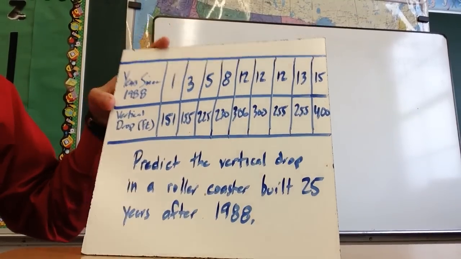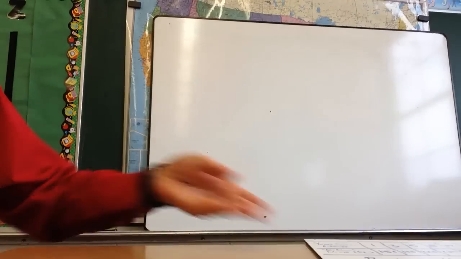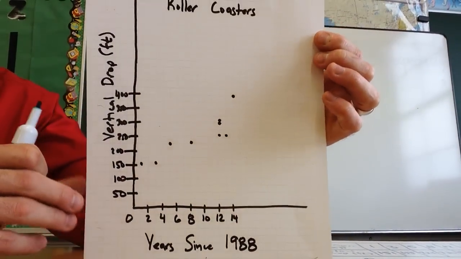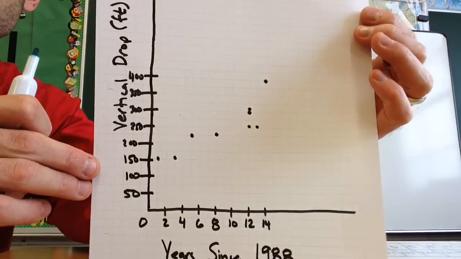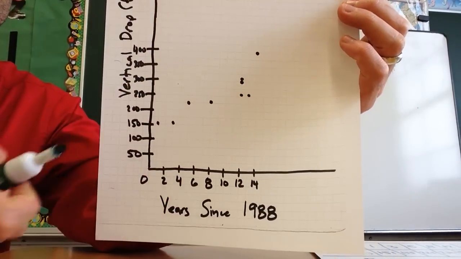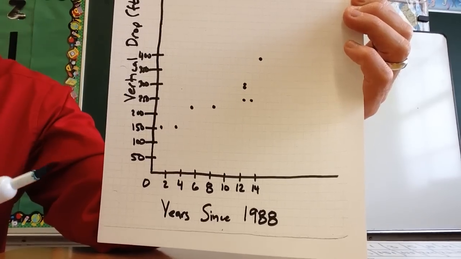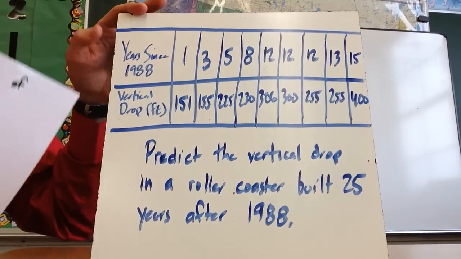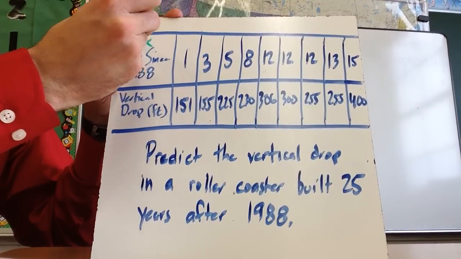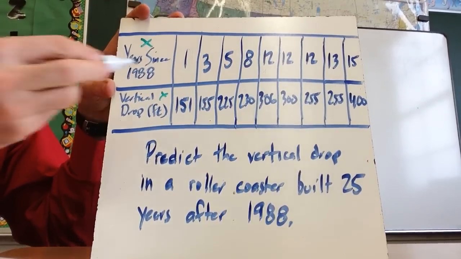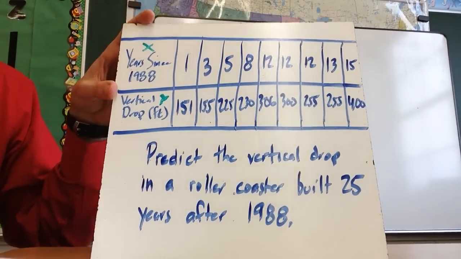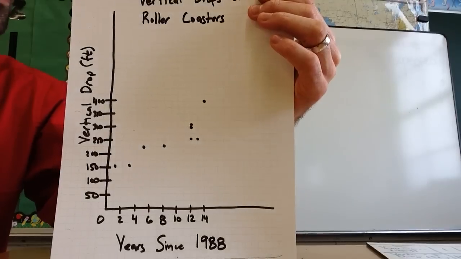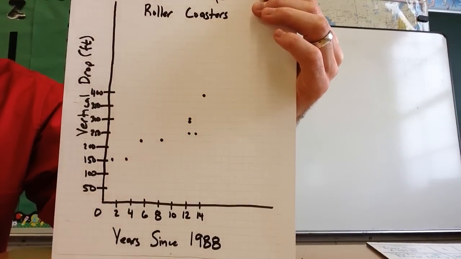So the first thing that we need to do, put this off to the side for a second, is we need to create a scatter plot. So I've created a scatter plot. I'm going to put it close, hopefully, so that you can see. And so this is years since 1988 down here on the x-axis, and then this y-axis is the vertical drop. And you can see I've taken these points. So this is my x, and this is my y, and I've put those points on a plot, which is this. So these are just the plots of that data.